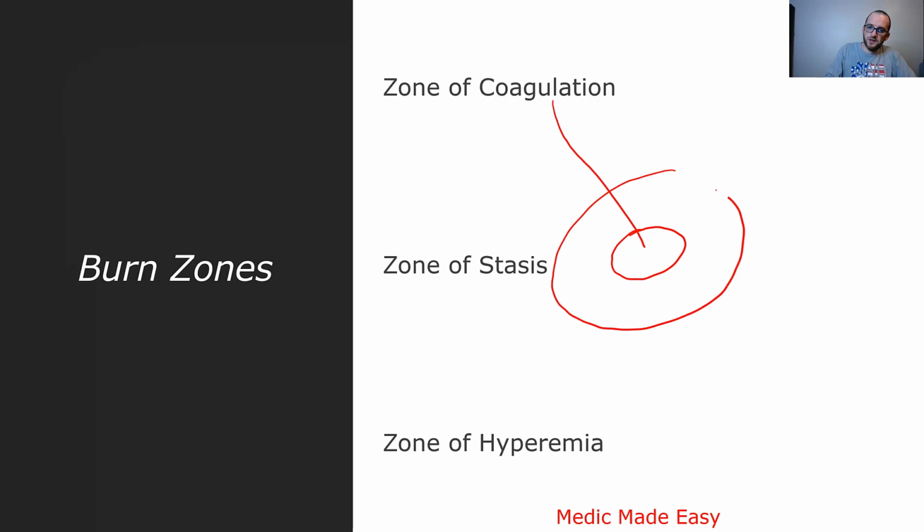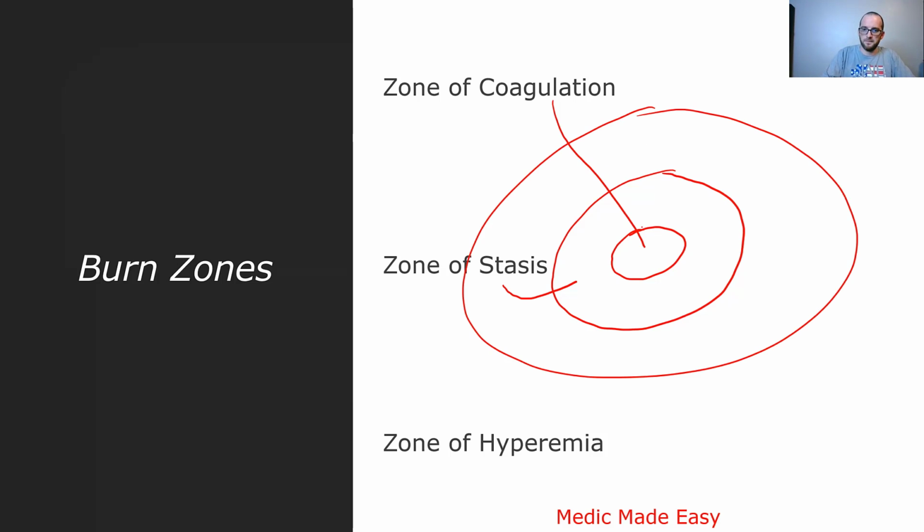The less severe area around it, they call the zone of stasis. So it hasn't progressed to the point that the tissue is coagulating, but it's in bad shape. It's headed that direction. And then surrounding it is the zone of hyperemia. Emia is blood, hyper is a lot of. So it's that reddened tissue spot, that increased blood flow to that tissue.